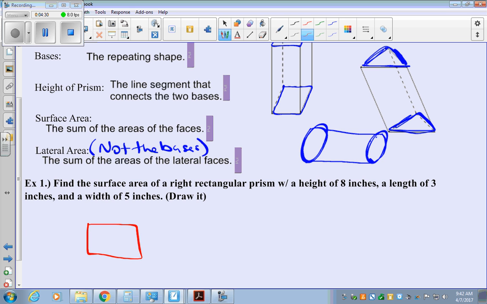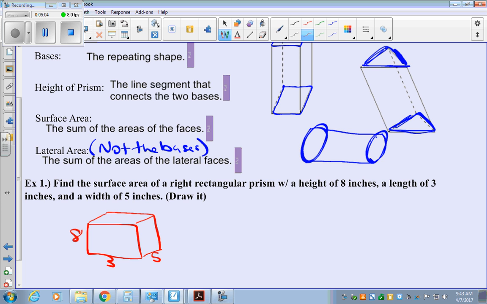Okay, so draw a rectangle, just like normal. We're going to draw from each corner a little diagonal line about the same distance in the same direction. So all these little lines are parallel, and then we're just going to connect them. And then we have a right rectangular prism. It's got a height of 8, a length of 3, and a width of 5.